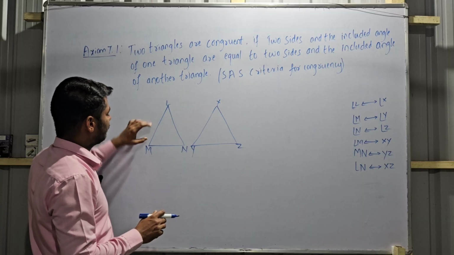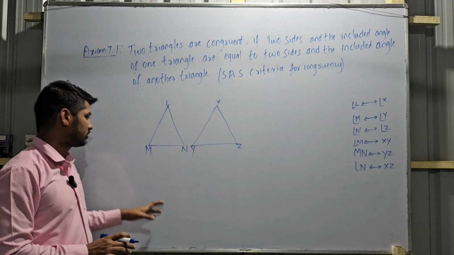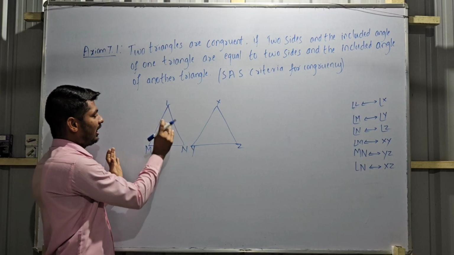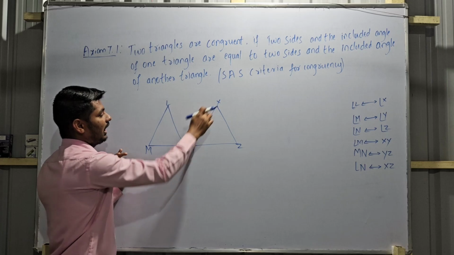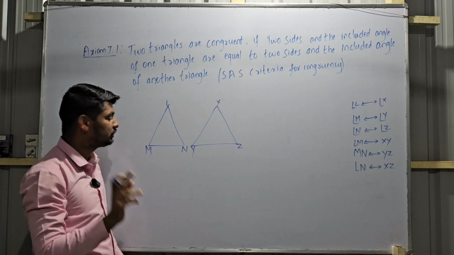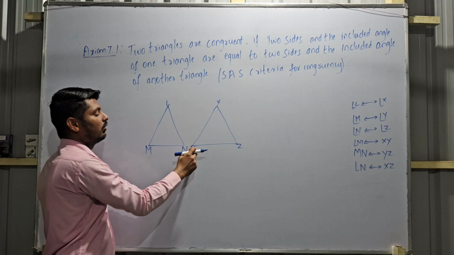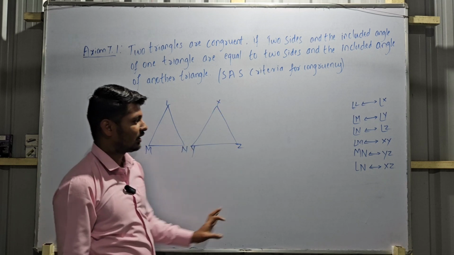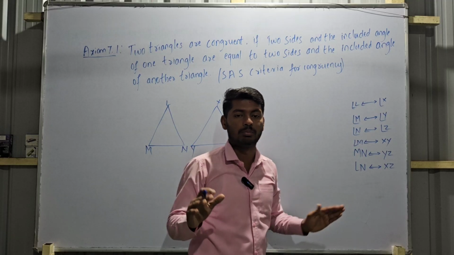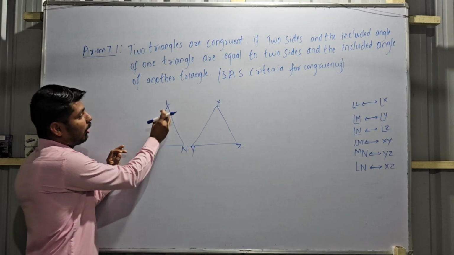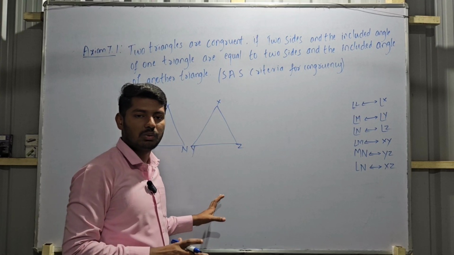If we take LM, MN and XY, YZ. Suppose the two equal sides are LM and LN, and here XY and XZ, then angle MLN and angle YXZ must be equal, that is angle L must be equal to angle X. This is very, very important. We should see the order in which it is equal.